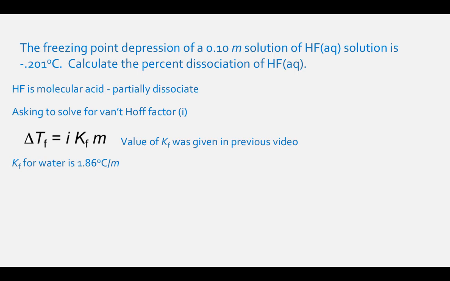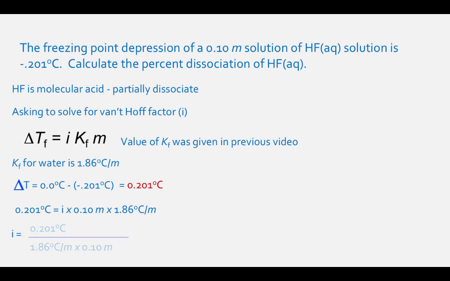The change in freezing temperature is 0.0 degrees Celsius, which is the freezing temperature of pure water, minus negative 0.201 degrees Celsius. This equals 0.201 degrees Celsius. 0.201 degrees Celsius equals our unknown Van Hoff constant times 0.10 molal times 1.86 degrees Celsius per molal. Our unknown Van Hoff constant equals 0.201 degrees Celsius divided by 1.86 degrees Celsius per molal times 0.10 molal, which equals 1.08, which means the HF is about 8% dissociated.